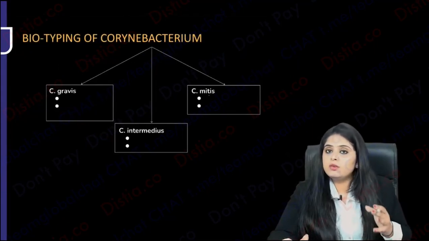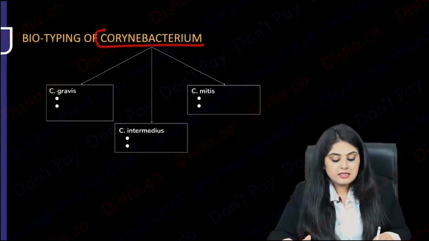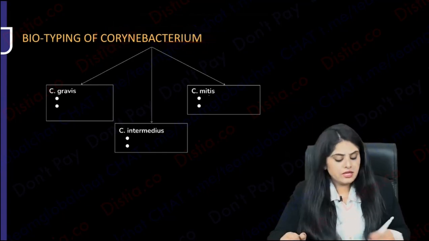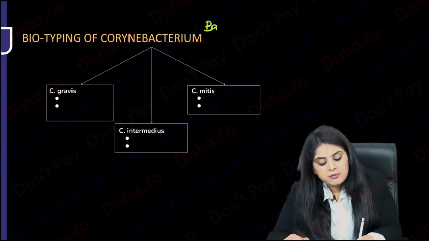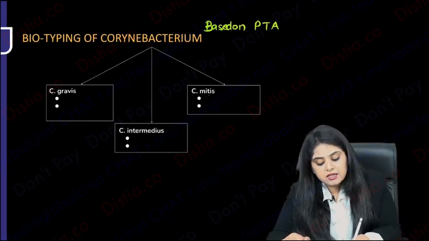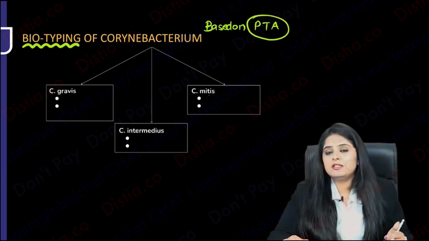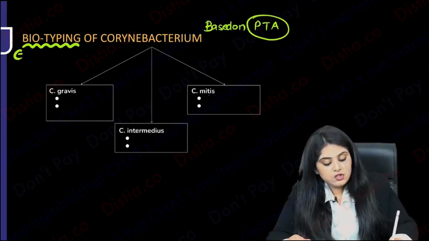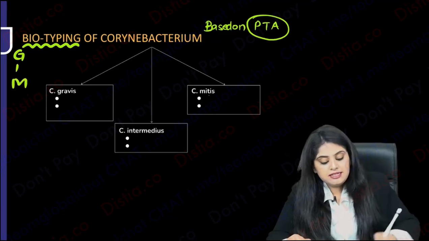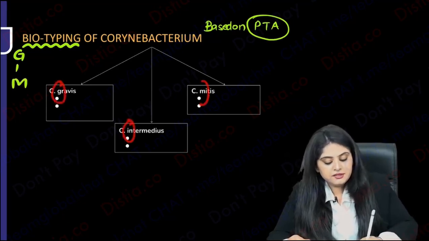All said and done, one last thing. I was focusing only on Corynebacterium diphtheriae, and I'm still focusing on it. But based on the selective media, guys, potassium tellurite agar, there can be a biotyping. Further types of Corynebacterium diphtheriae can be described. Very tough to learn, so I have learned GIM. GIM means gravis, intermedius, mitis.